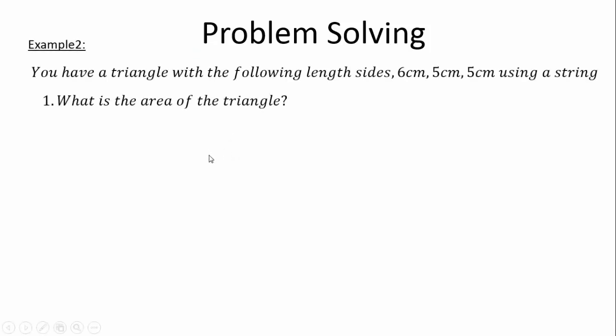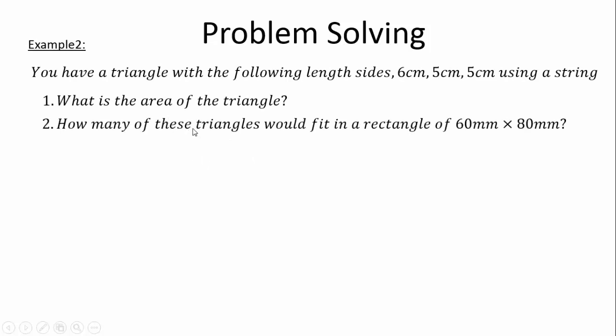Now, we calculated the area of the triangle. Now we want to say, how many of these triangles would fit into a rectangle of 60 millimeters by 80 millimeters? Okay, so let's quickly convert that to 6 centimeters times 8 centimeters. Okay, so our triangle, remember, was 6 and 5 and 5 and a height of 4. Right?